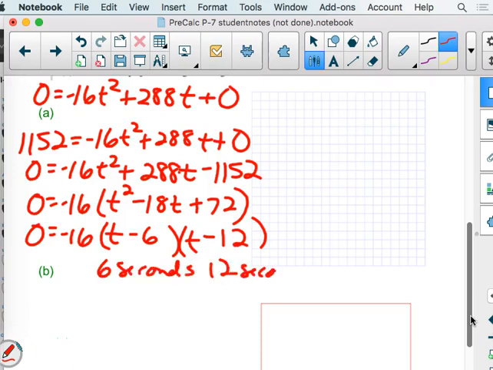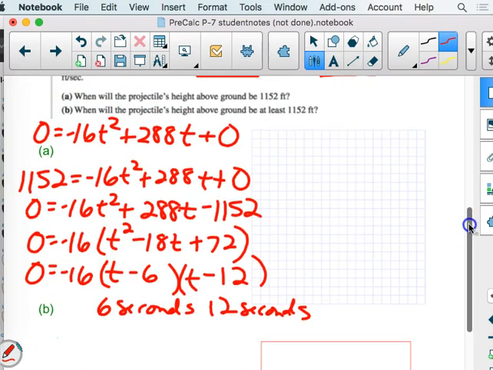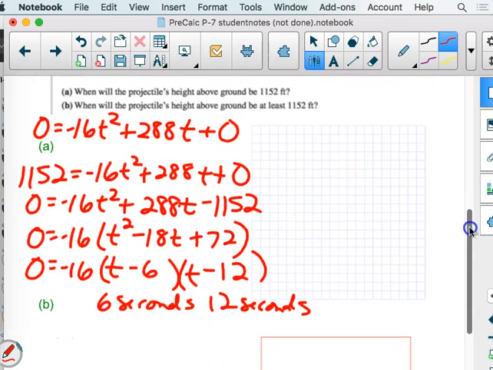But I better go read the problem, because I want to know, did it say at least, or did it say, you know, at most, or something like that, or do they just want 6 and 12? And A said, when will the projectile's height above ground be 1,150 feet? Cool. 6 seconds and 12 seconds. But B says, when will the projectile's height above the ground be at least 1,150 feet?